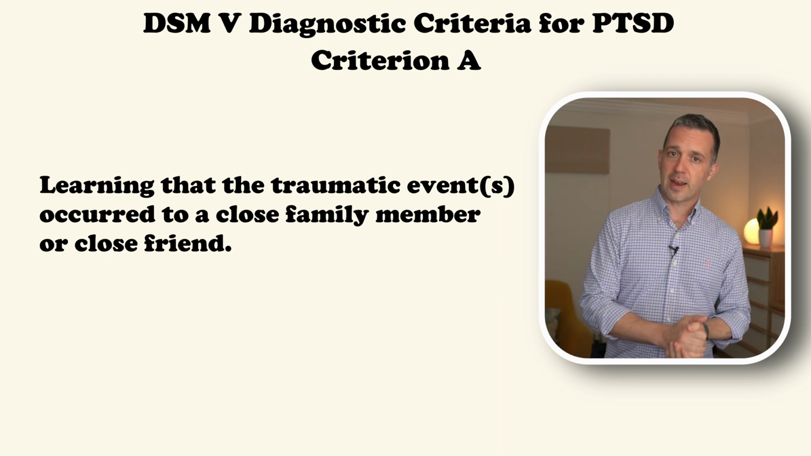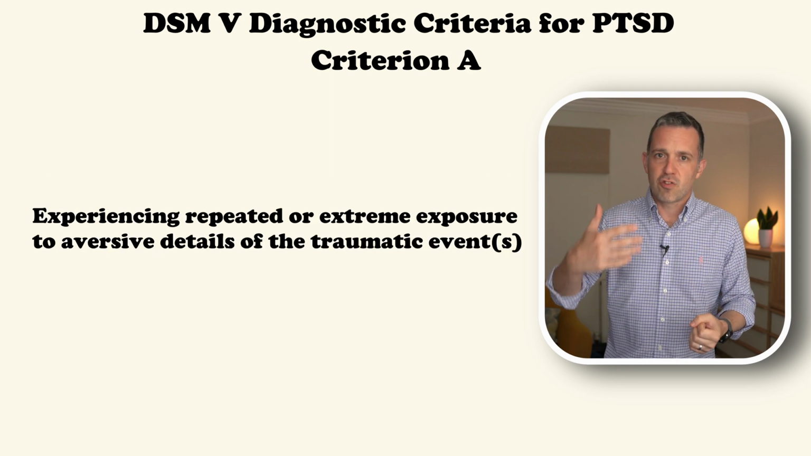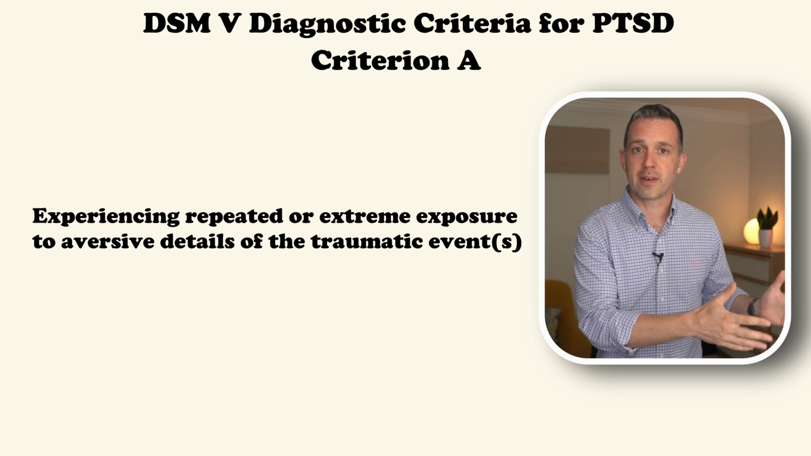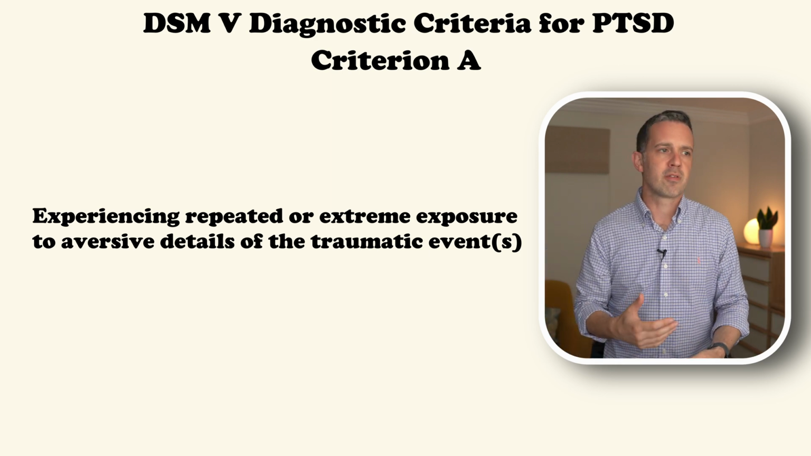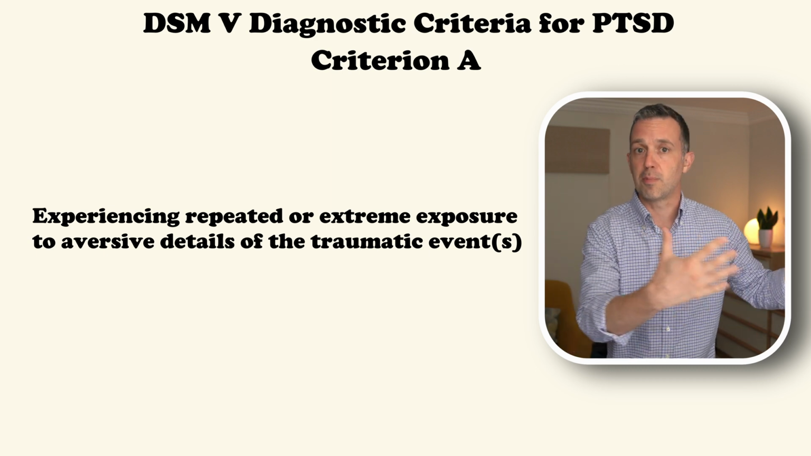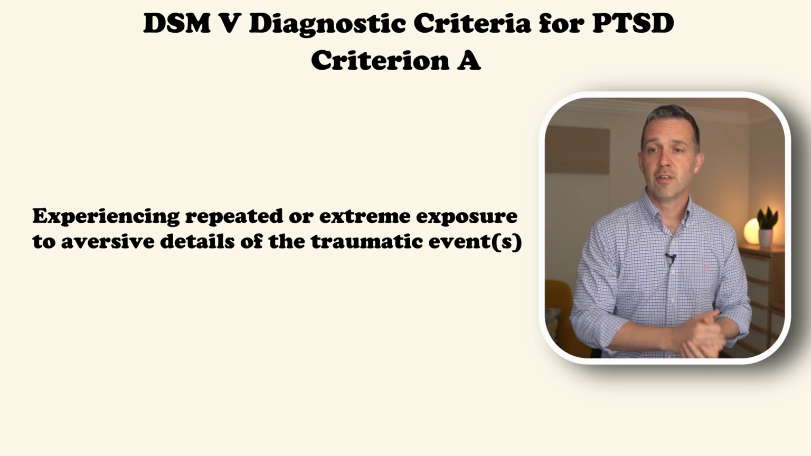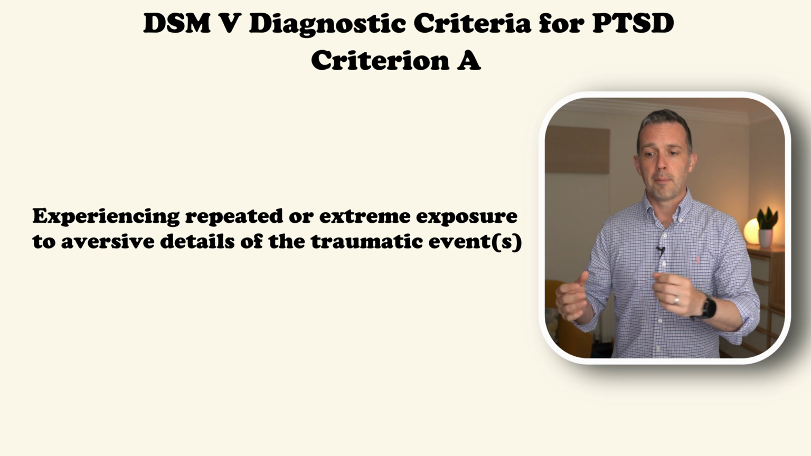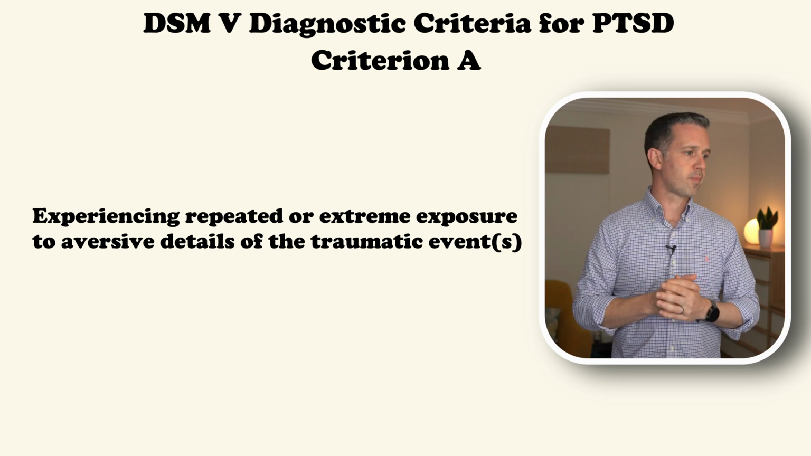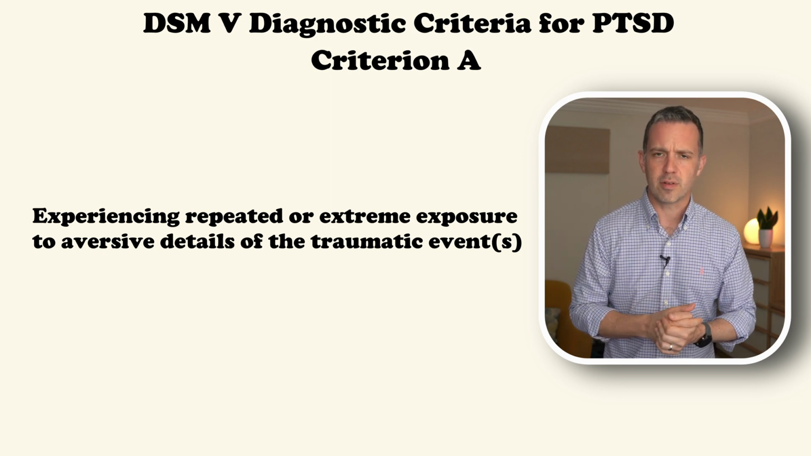And the fourth way it could happen is experiencing repeated or extreme exposure to aversive details of a traumatic event. So think here about vicarious trauma. Think here about professionals who might be exposed to details of abuse over and over again. So they haven't been abused themselves, but they're seeing material or they're hearing about it from victims and survivors.